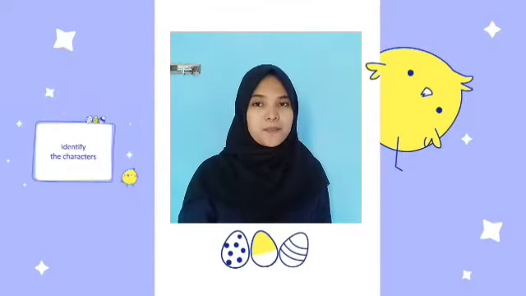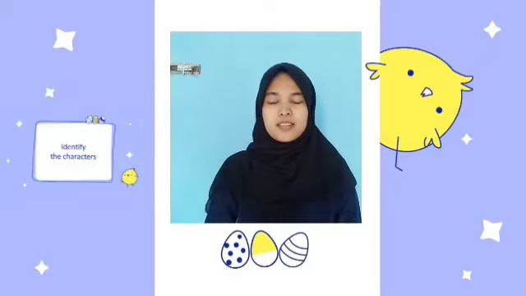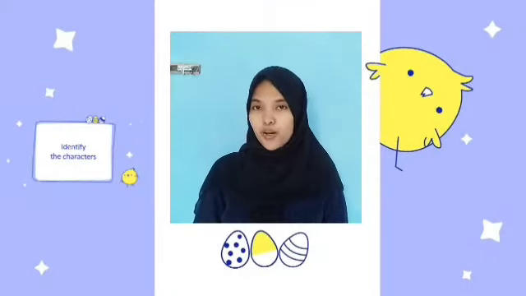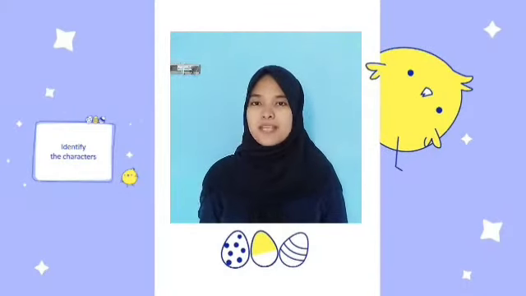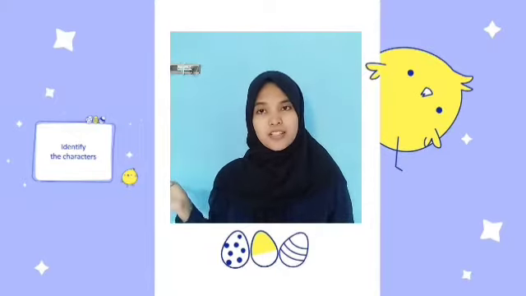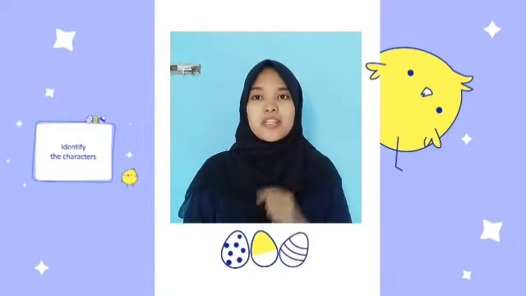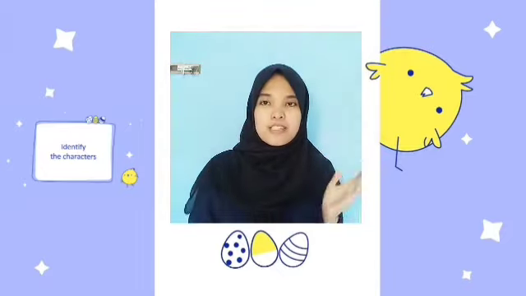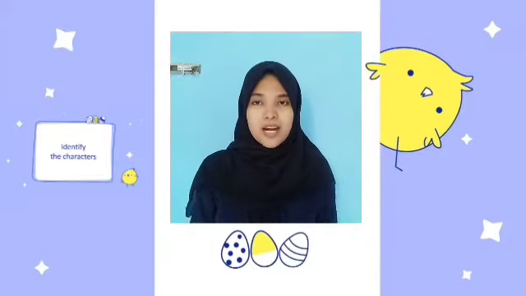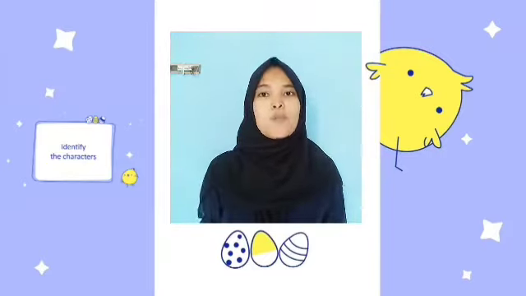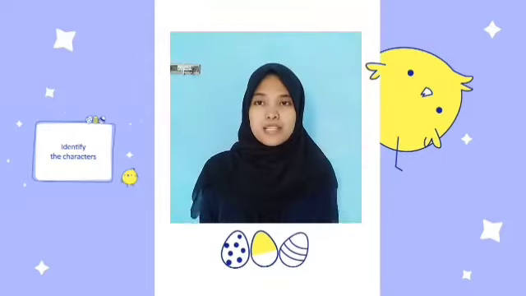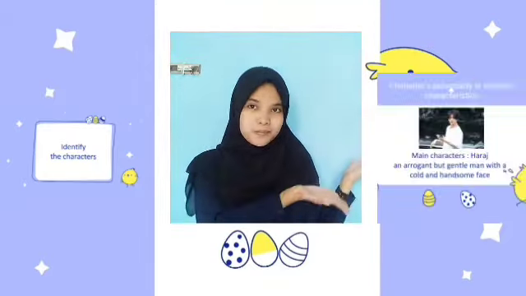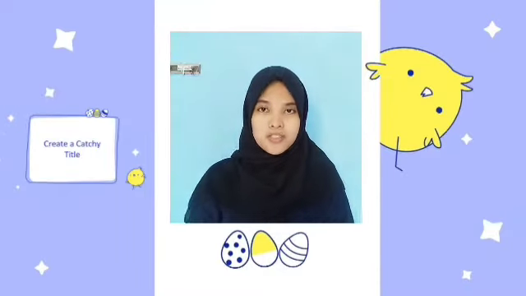The second one is identify the characters in the story. After determining the genre, the next step is to create or identify the characters in the story. In this case, you can begin to imagine who will be the main characters and supporting characters. Each character will have their own character and story and the problem they face. You can also clarify the character by providing a description of the character's personality or physical characteristics.